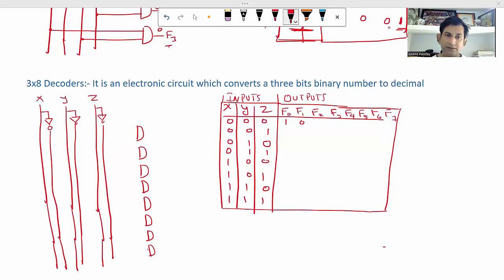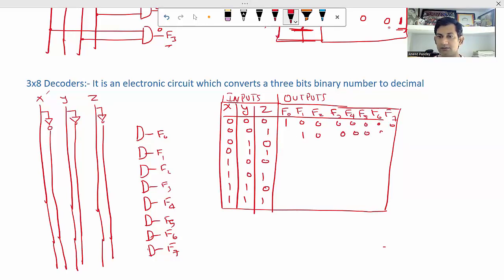So in case of the 3 cross 8 decoder, we require 3 input lines like this, X, Y, Z, with NOT and without NOT each, and 8 AND gates for 8 output lines F0, F1, F2, F3, F4, F5, F6, F7. Okay, then this truth table is there. In the first row, only for F0 the output will be 1, for others it will be 0. Here F1 will be 1, for others it will be 0. Here only F2 will be 1, for others it will be 0. And here only F3 will be 1, for others 0.